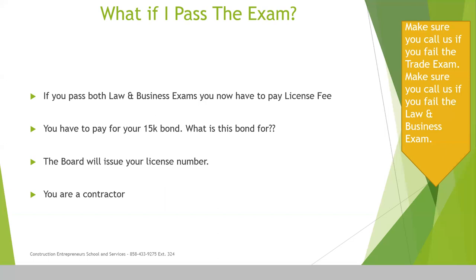That bond is really an insurance that the board has out for you. It's also known by law that you're not actually supposed to advertise that you're insured and bonded when you're accounting for this $15,000 bond. That $15,000 bond is actually an insurance that the board has over your head in case you do not meet your obligations. That bond is not for you. That bond is in case you screw up. They have money that they can pull from to pay the consumer. Once you have that bond and pay for your license fee, the board will issue your license number, and then you are a contractor.